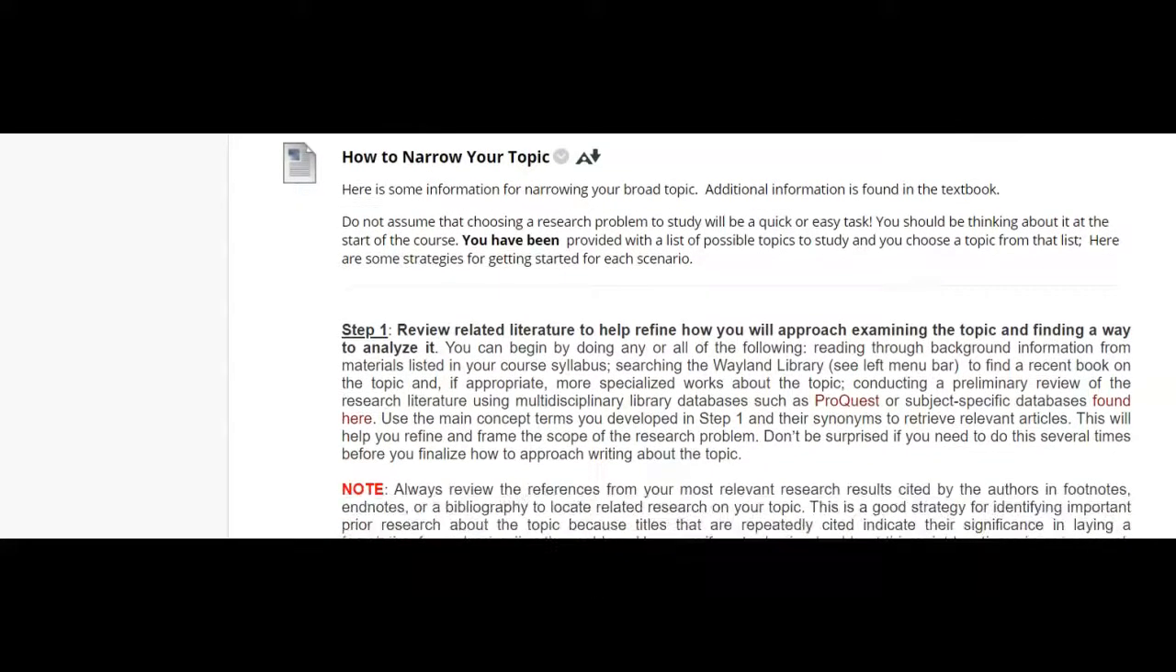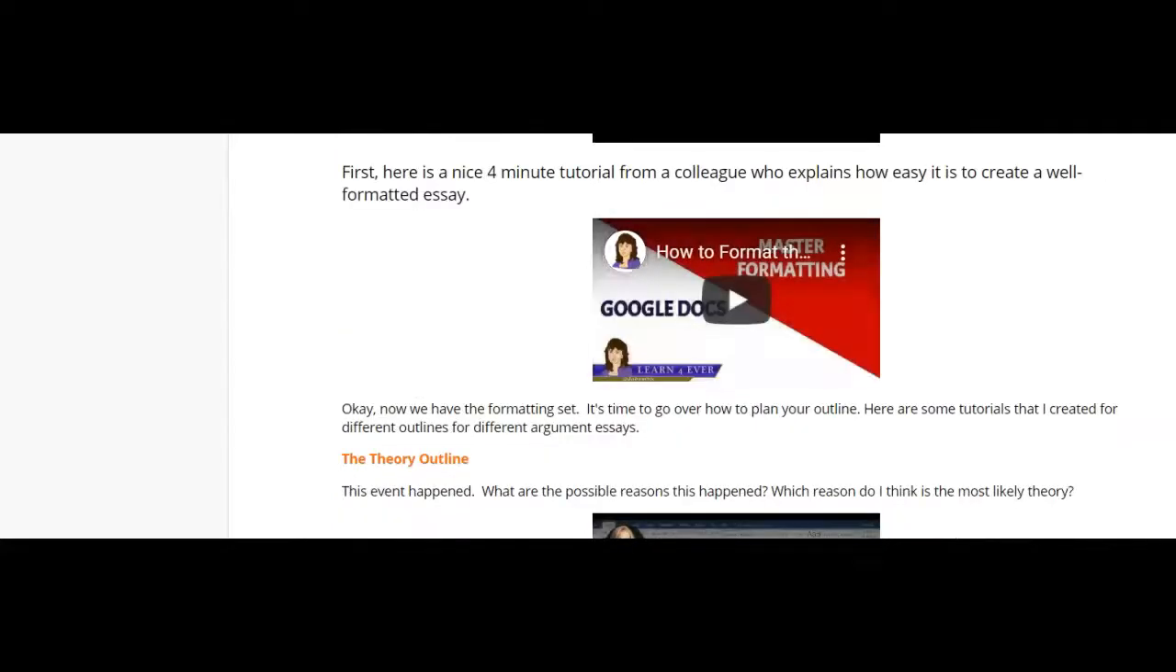Now, once you get that broad topic, it's time to narrow your topic. This takes you in step-by-step instructions. Are you not sure how to narrow your topic? You got a big broad topic like World War II and you don't know what to do with it? Email me and we'll set up a Zoom meeting and we'll figure it out together. I'm more than happy to help you narrow that topic down.